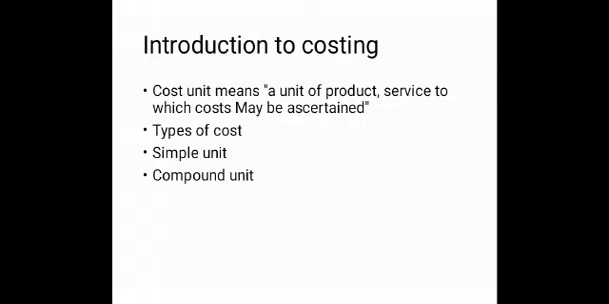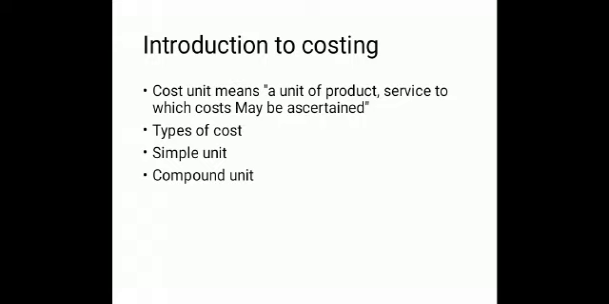Let us take some examples. Under simple unit, industries like contractors, where the unit of cost is one contract or one job. Similarly, in sugar mills, 100 quintal, 200 quintal, like that. Flour mill, also quintal. Textile mills, a meter of cloth. Steel works, a ton of steel. Brickwork, 1000 bricks. Water supply, 1000 liters. So these are the measurements for a simple unit.